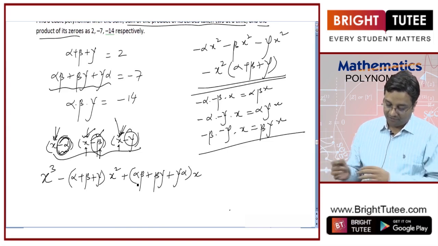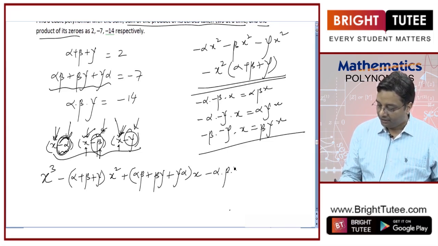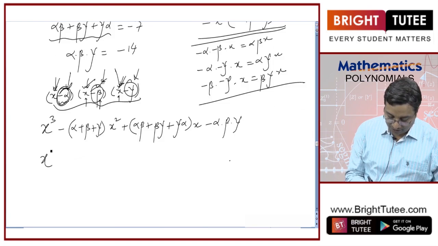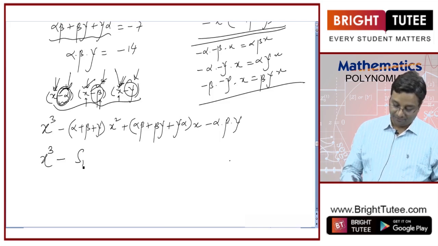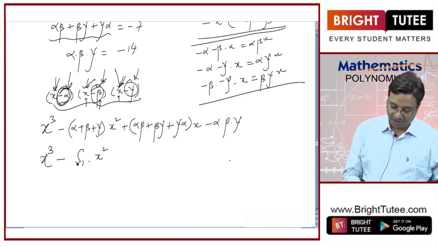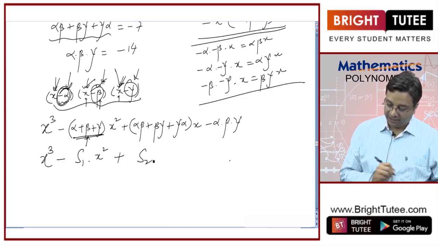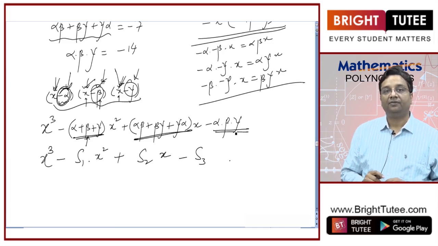And what will be the constant term which will have no x in it? It will be when these three get multiplied, minus of alpha beta gamma, right? So I can write a cubic polynomial in general form as x cubed minus sum of zeros taken one at a time into x square. Sum of zeros taken one at a time is nothing but alpha plus beta plus gamma, plus sum of roots taken two at a time into x. It is nothing but alpha beta plus beta gamma plus gamma alpha, minus S3, which is alpha into beta into gamma.